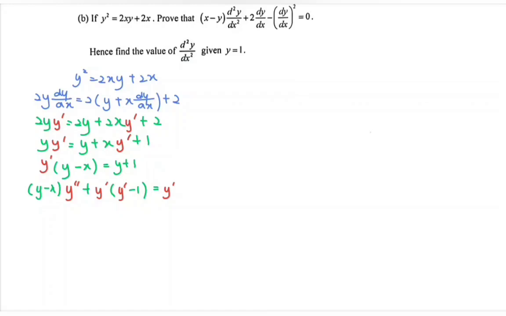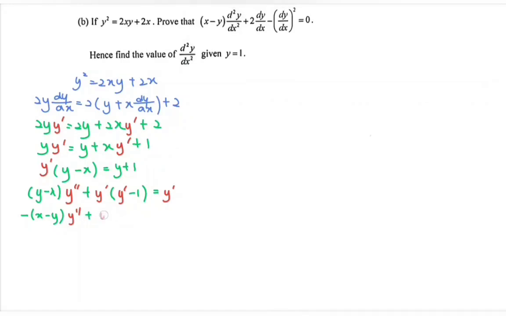So for example, in here we have x minus y, so here we have negative y double prime. Continue. Here we will have plus y prime bracket squared, minus y prime, and then minus y prime equals to 0.